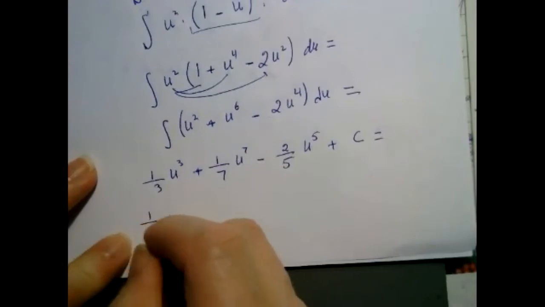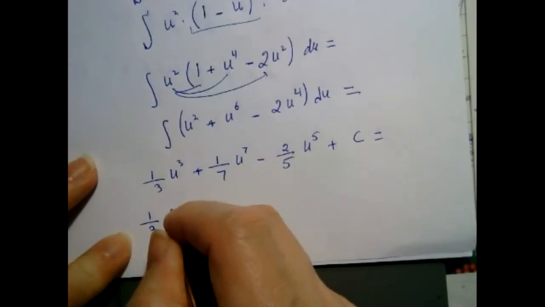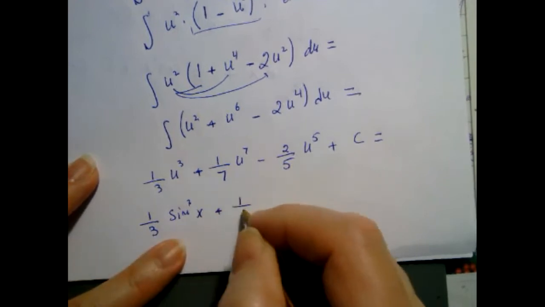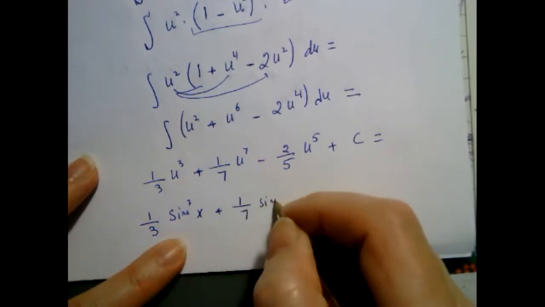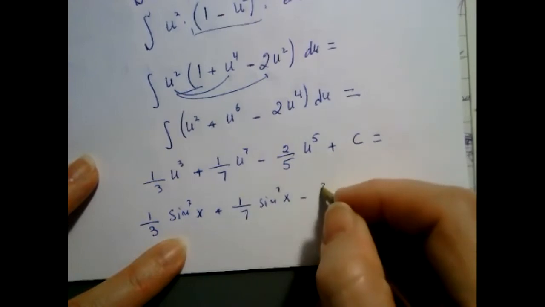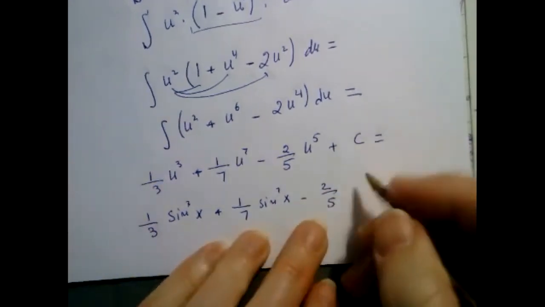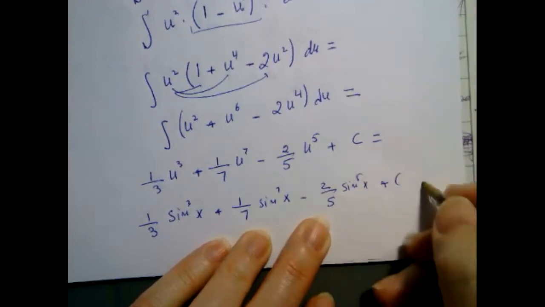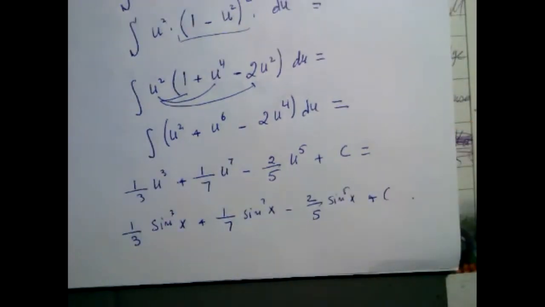So I will get a third. My u was sine of x, so sine cubed of x, plus 1/7 sine to the 7th of x, minus 2/5 sine to the 5th of x, plus c. Okay, and that will be the solution.